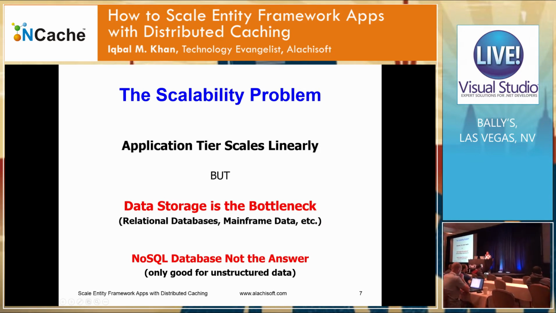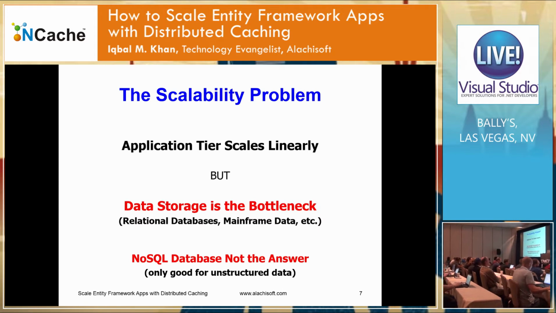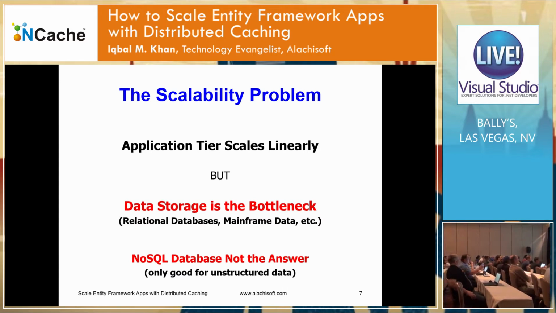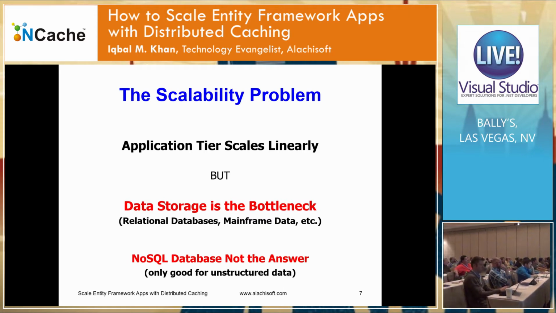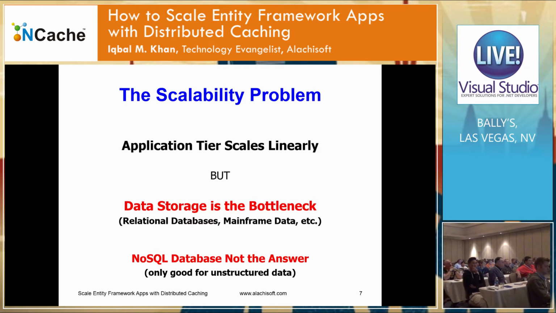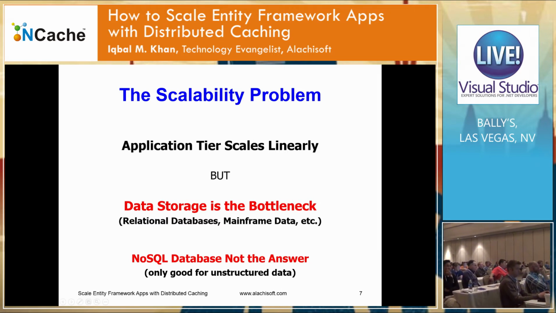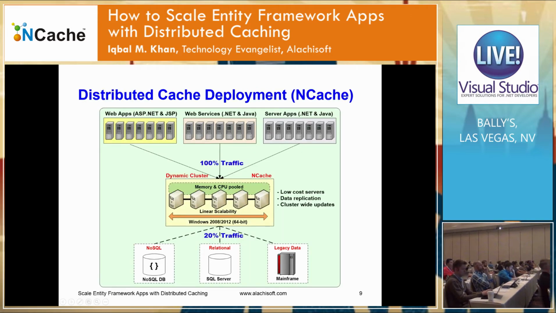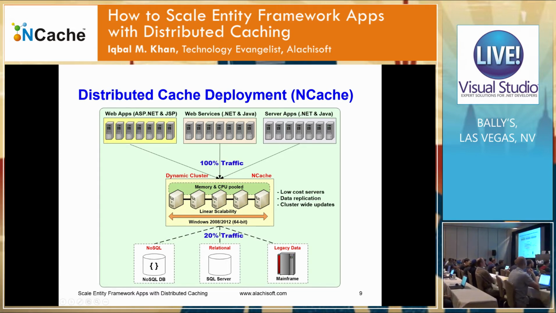The reason you need distributed caching is because there's a problem. Your applications are unable to scale even though your application tier scales very linearly. The data storage, which is your relational database, becomes a bottleneck, because relational databases, by design, do not scale. There are some recent attempts for in-memory databases to make them more scalable, but most databases still have a scalability issue. You could have more and more servers at the application tier, but you cannot add that many servers in the same fashion at the database tier.